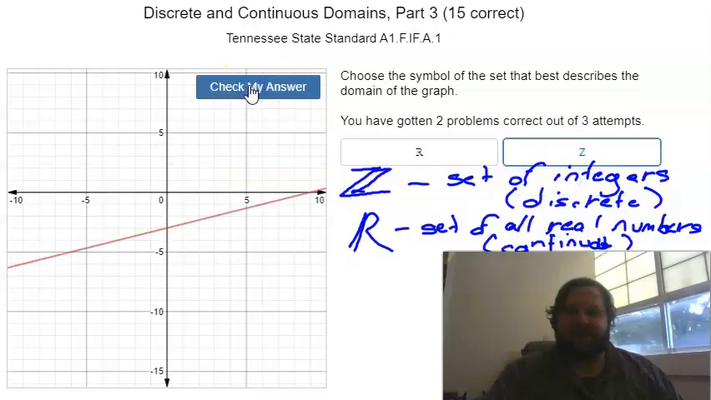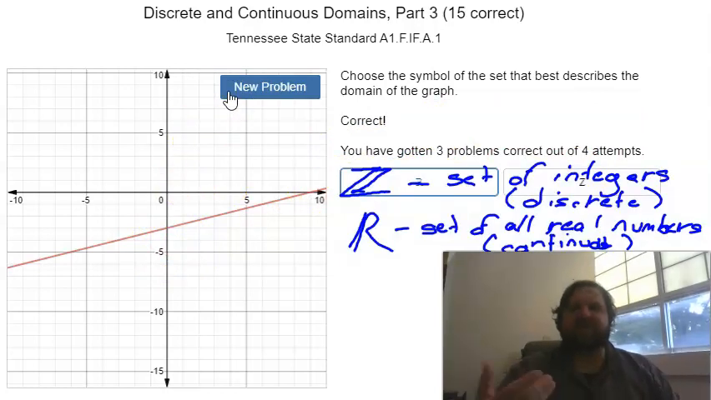And let's get a continuous one. There we go. When it's continuous, the domain is all real numbers. And so we're just using that vocabulary. Now 3 ways we can use our representative letters. We can describe it as a set of integers or a set of all real numbers, or we can describe it as discrete or continuous. So I hope that was helpful to you, and as always, if you have questions, please ask your teacher.